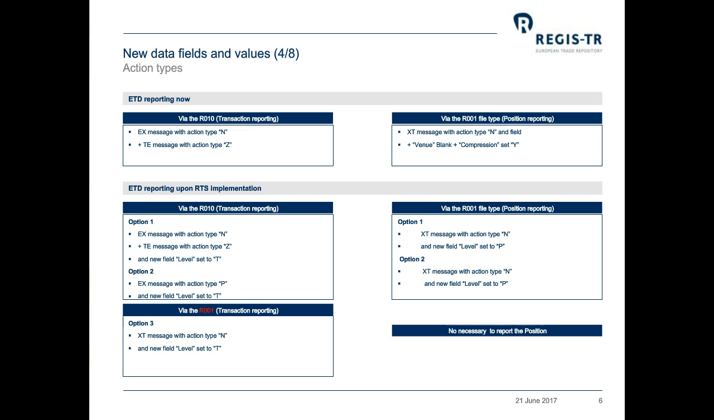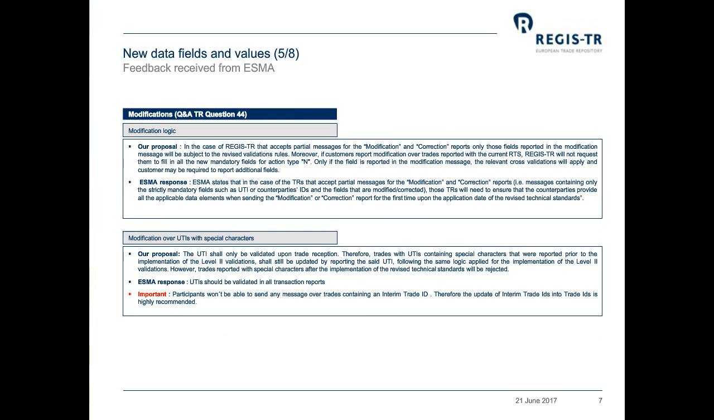In the same line, REGIS-TR intended to validate the UTI just on the trade reception and not on further reports on that same UTI, considering that there are trades reported pre-level 2 validations containing special characters, and as you know, according to the revised technical standards, the UTI should be rejected. Well, ESMA has responded that the UTI should be validated in all transaction reports. Now it's REGIS-TR's intention to consult ESMA again on this topic to further clarify certain points.